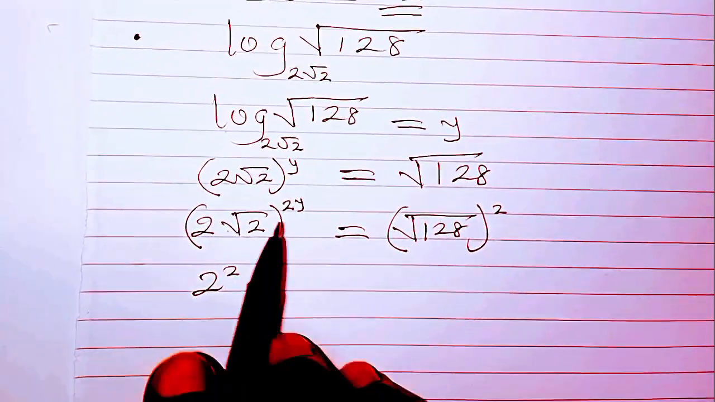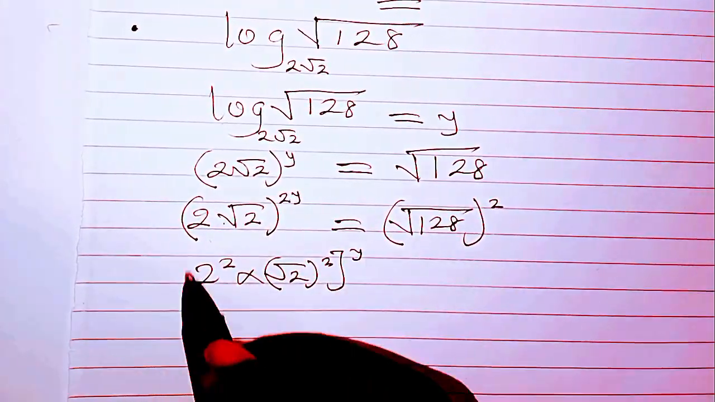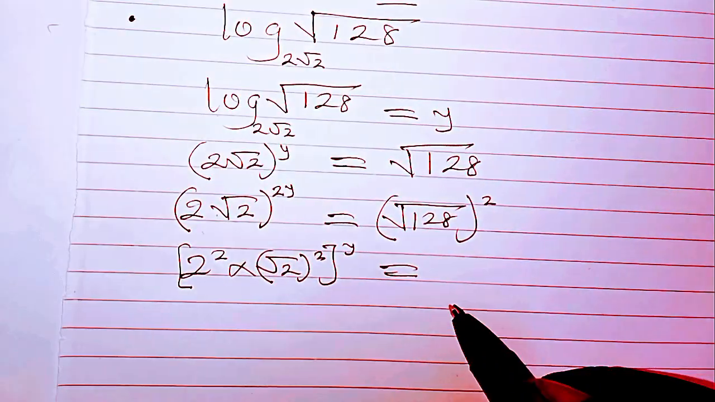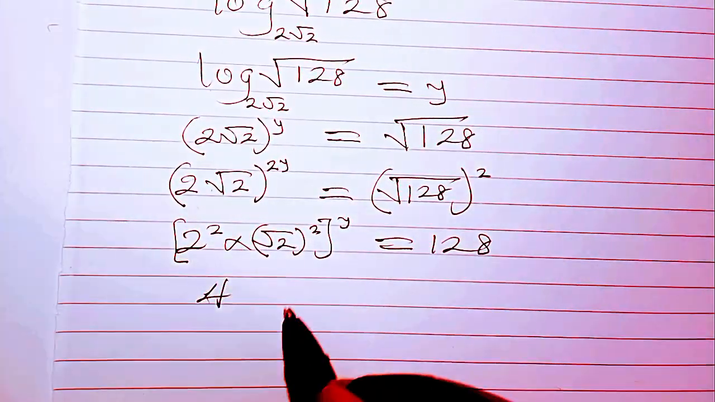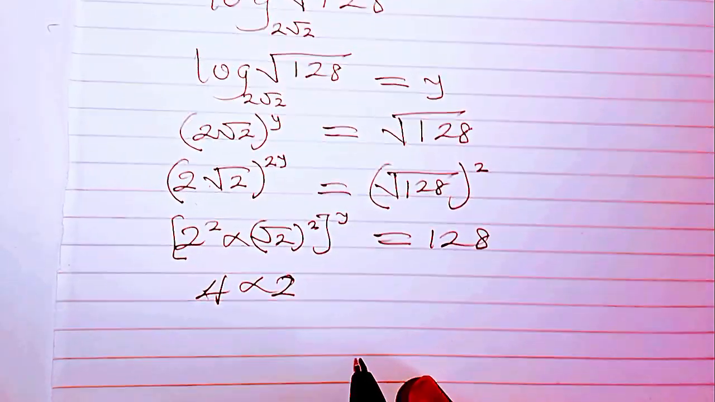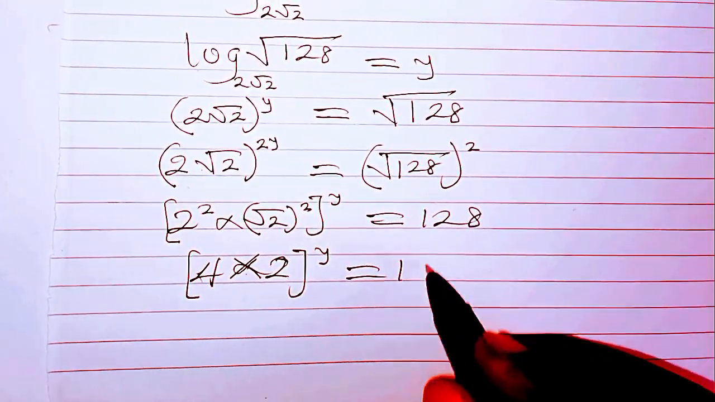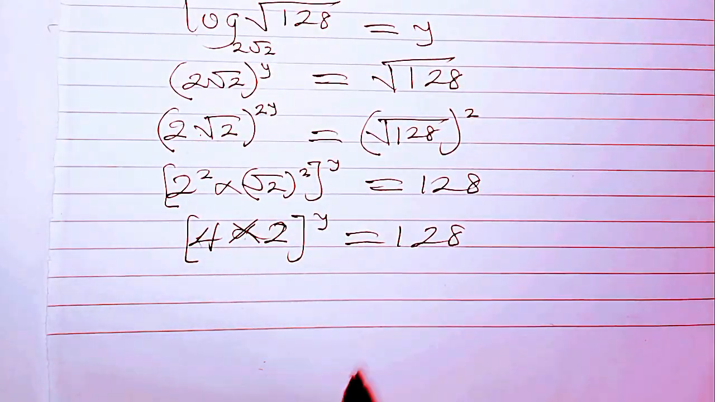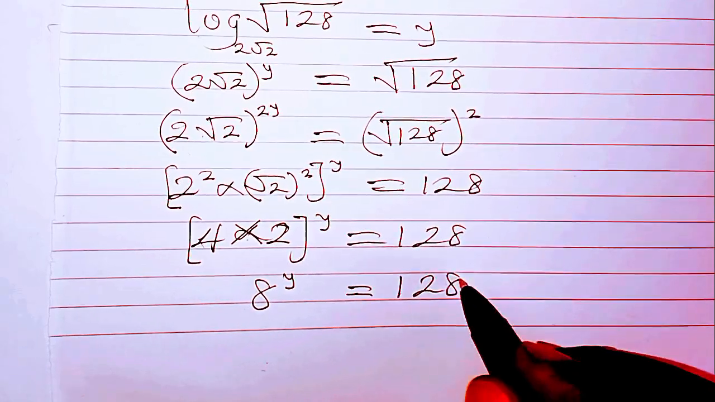And then we have to be careful here in interpreting this. This has to be 2 squared. The 2 will affect this, and then multiply by square root of 2 squared itself. We still have y out, equal to this squared. Will get rid of the square root there. That's 128, and therefore we have 4. That's 2 squared multiplied by 2. Okay, that's 4 multiplied by 2, and then raised to the power of y equal to 128. And therefore 4 times 2, that's going to be 8. So we have 8 raised to the power of y equal to 128.